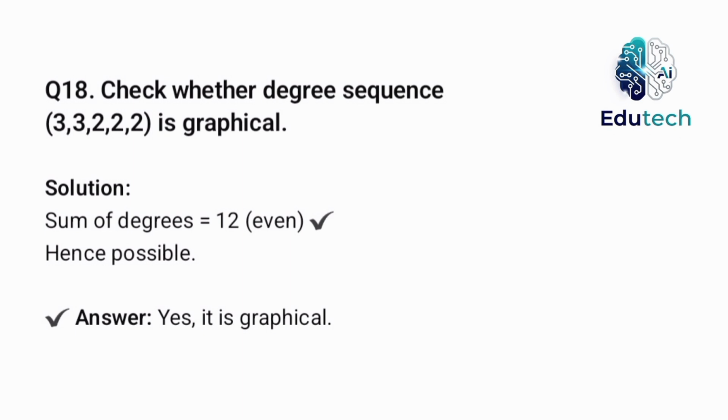Graphical degree sequence. A degree sequence is said to be graphical if it is possible to construct a graph having those degrees. A necessary condition is that the sum of the degrees must be even, as required by the handshaking lemma.